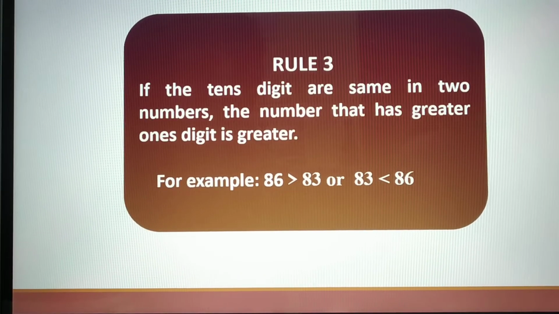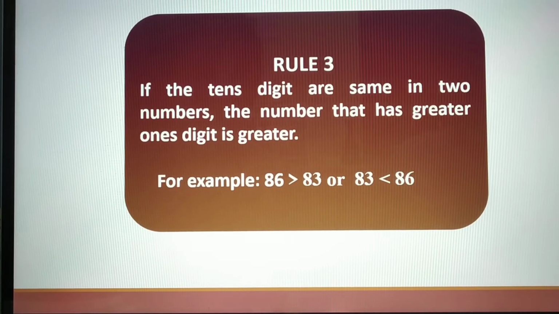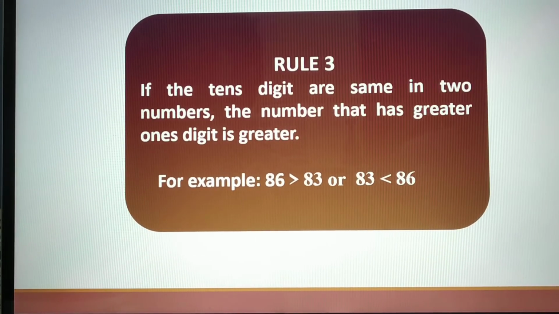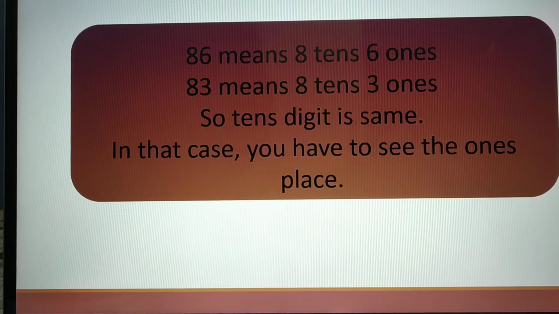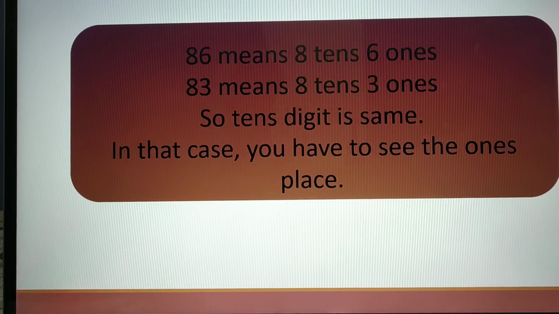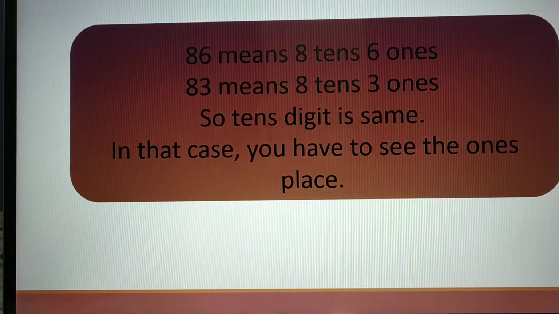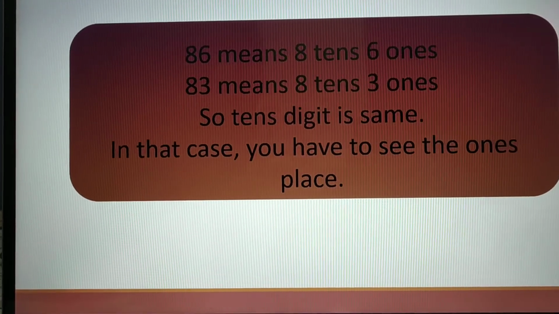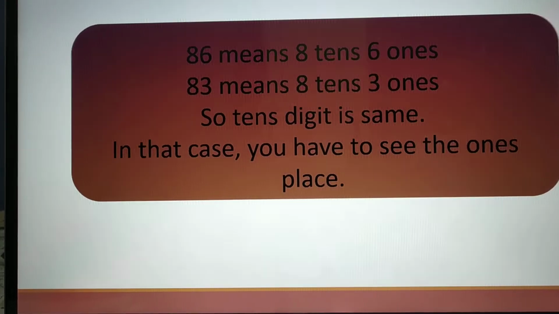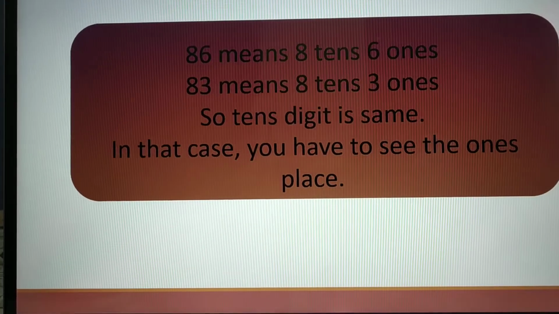If the tens place of both the numbers is equal, then you have to see the ones place, right? That one what I told you. 86 means 8 tens 6 ones. 83 means 8 tens 3 ones. So tens digit is same, 80, 80. In that case, you have to see the ones place. 6, 3, right?